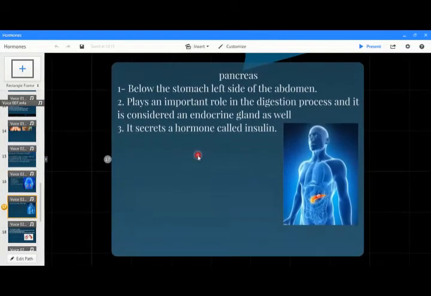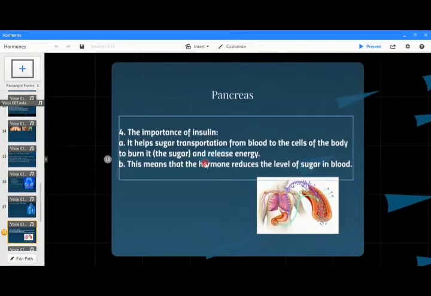Pancreas is very important in your body because it secretes two hormones. By the way, you know the location of the pancreas inside your body, in the digestive system. It secretes a hormone called insulin and glucagon. So we have glucagon and insulin hormones secreted by the pancreas. Insulin helps the sugar transportation from blood to the cells to burn it and release energy. This means that this hormone reduces the level of sugar in blood.